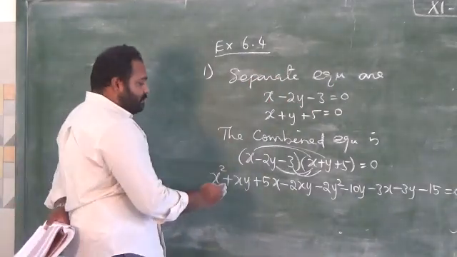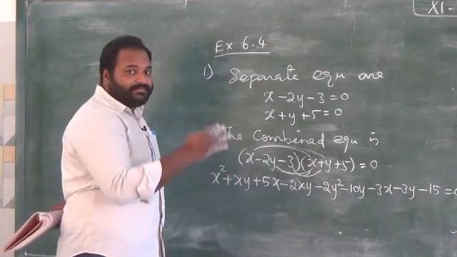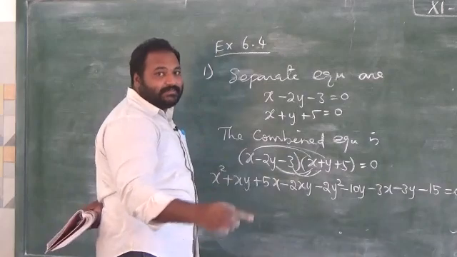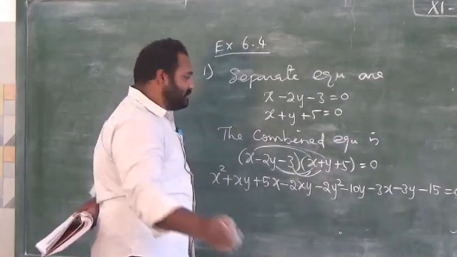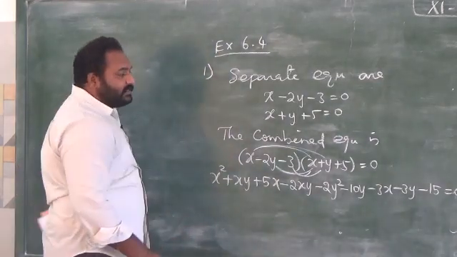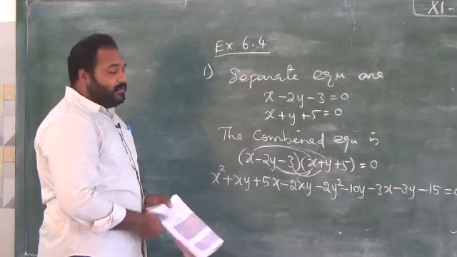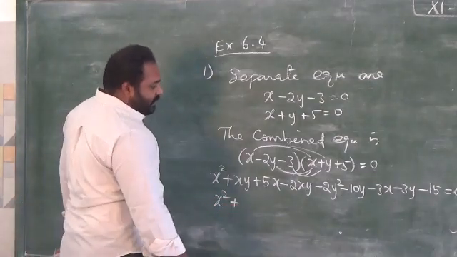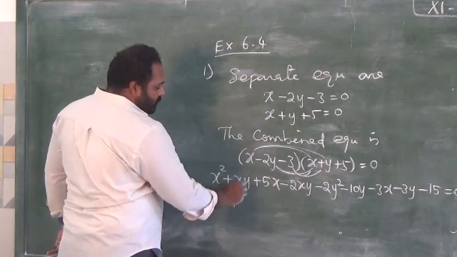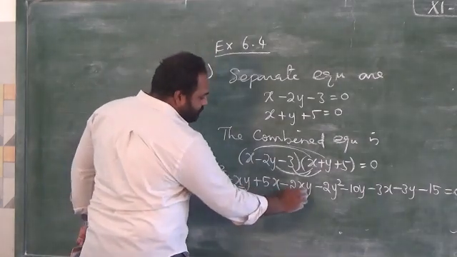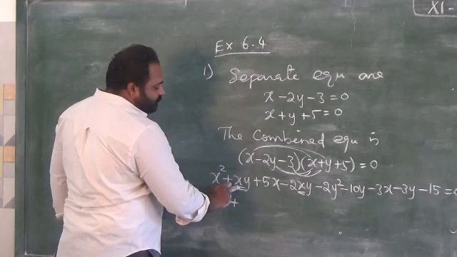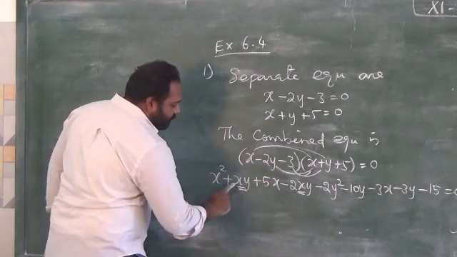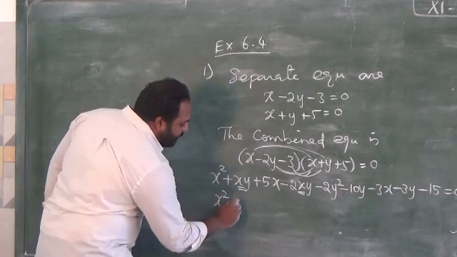Now we have the orders. First the x square term, xy term, y square term, next x term, y term, then constant. So we have 6 terms in this equation. Be careful. X square term, plus xy term. We have 2 xy terms here. Here plus 1, here minus 2, so it is minus xy.